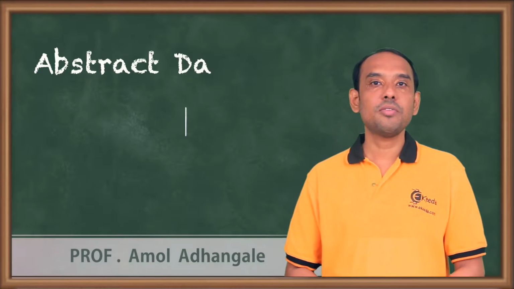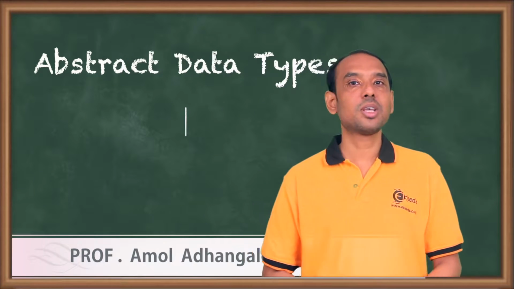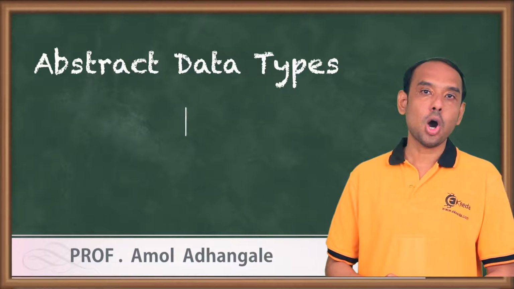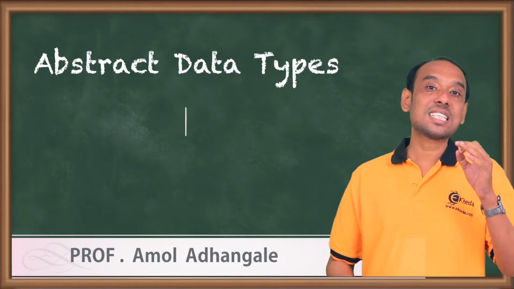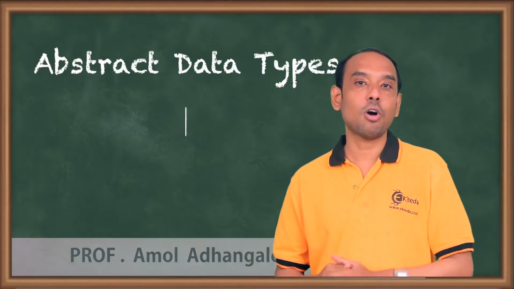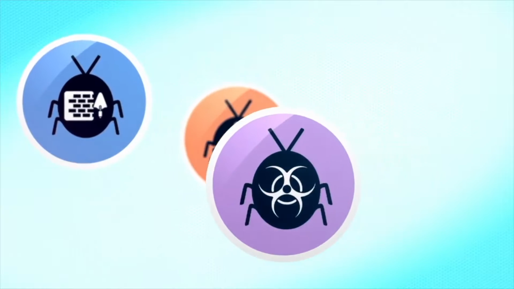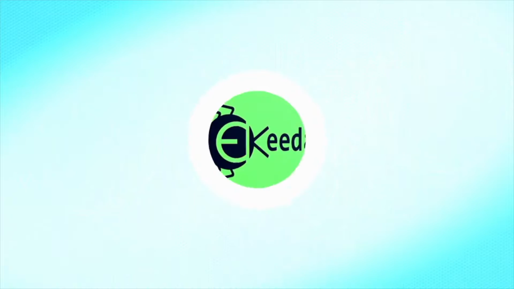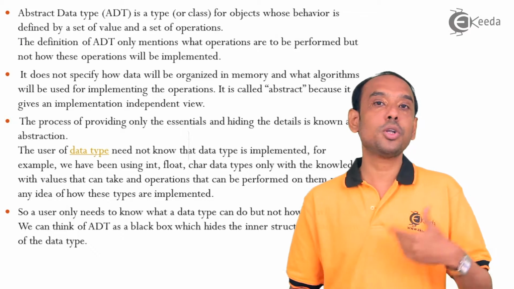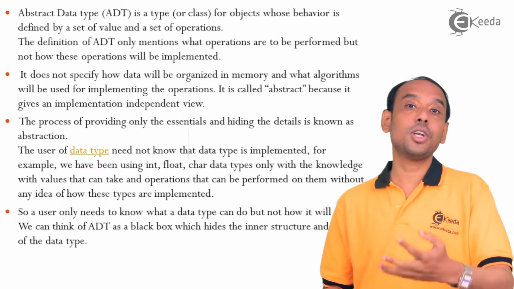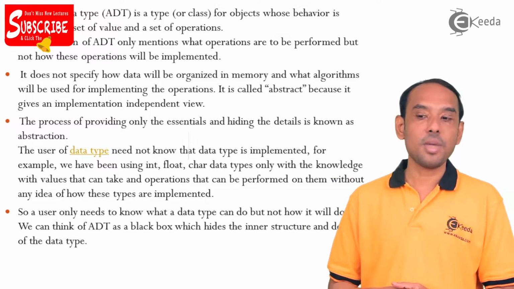Hello friends, today we are going to start with abstract data types. Now what do you mean by abstract data types? Abstract data type is a type or class of object whose behavior is defined by the set of values and set of operations. What set of values we are going to give and what set of operations we need to perform is going to decide the abstract data type's behavior.